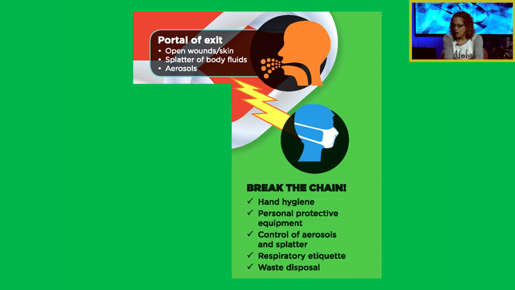So breaking the chain again: good hand hygiene, use of protective equipment, controlling these aerosols and splatter, right? Respiratory etiquette. What do we need to teach our patients? We need to teach them that they need to be wearing masks if that's required. If they're not wearing a mask, that they would cough into their elbow, that we need them to wash their hands frequently, and properly dispose of waste, right?